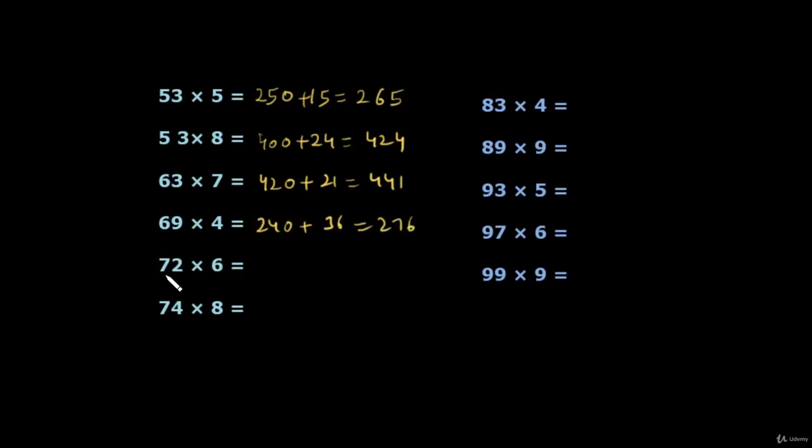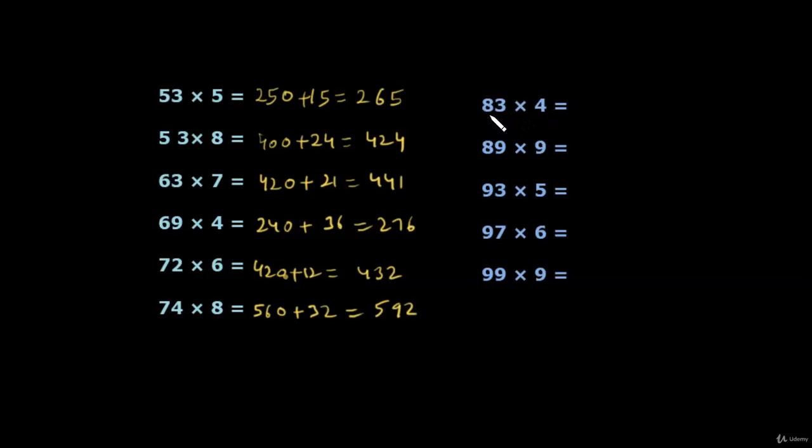Now 6 times 70 is 420. And 6 times 2 is 12. So the answer is 432. Now 8 times 7 is 56. But the place value of this 7 is 70. So 8 times 70 is 560. Plus 8 times 4 is 32. So the answer is 592.